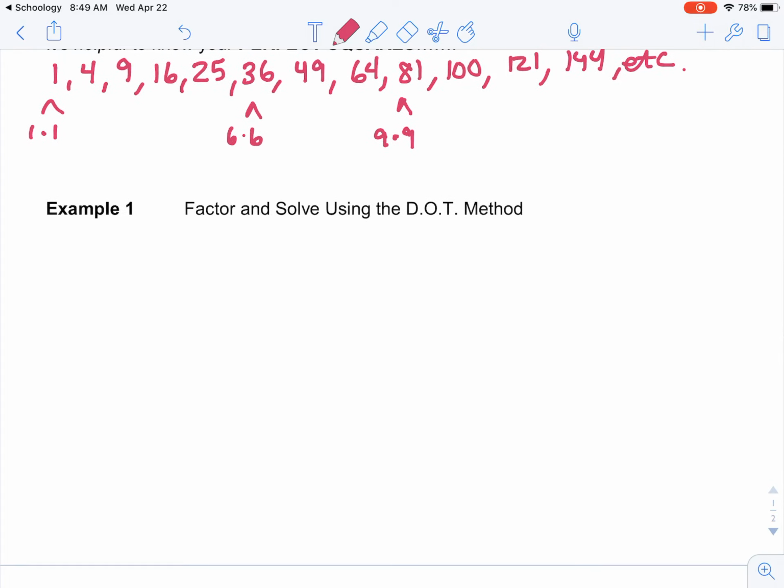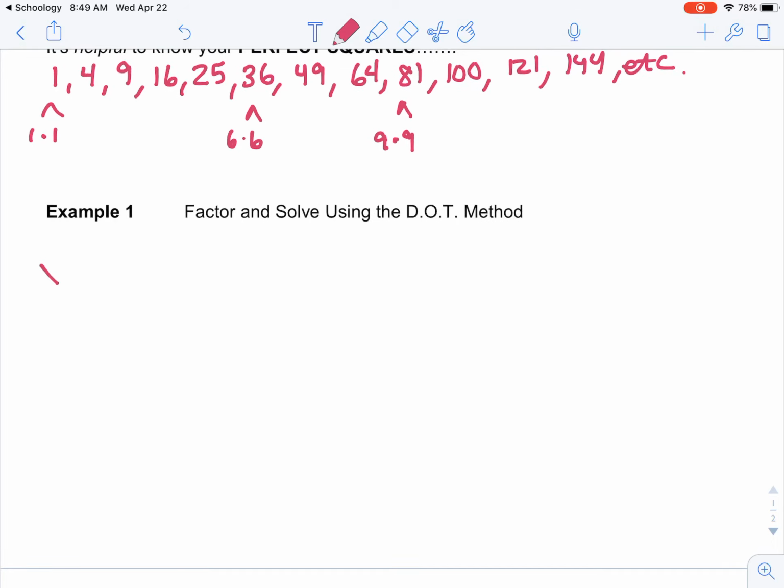So a couple examples using dots. So let's do x squared minus 25, and we're asked to factor. So I look at a couple things. First, I'm going to notice, oh, it's a minus sign, and 25 is a perfect square. So I'm going to have x plus 5 times x minus 5. That's it.